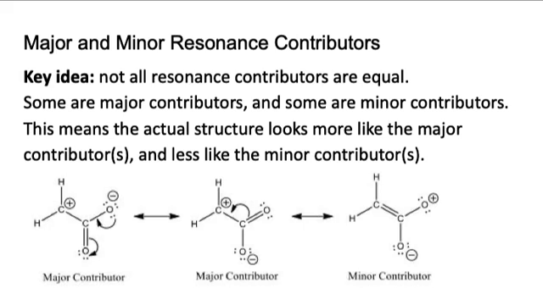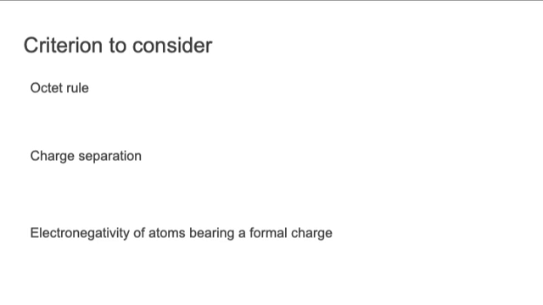So how do we tell whether a form is a major contributor and looks more like the actual structure or not? There are 3 criteria to consider in order: the Octet Rule first, charge separation within the resonance structure, and then lastly, the negative charge. Where is it located? Is the formal charge located on the most electronegative atom possible or not?